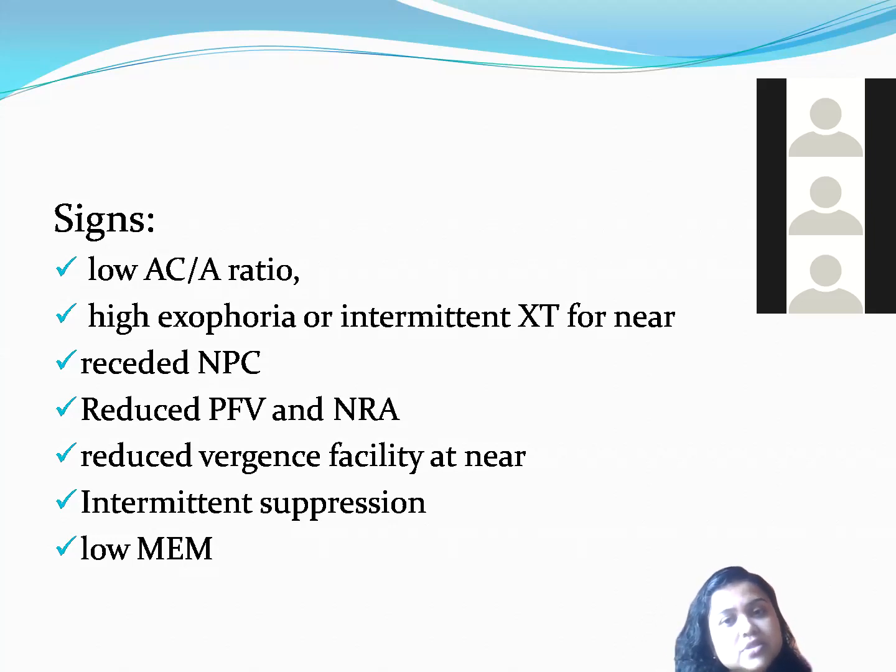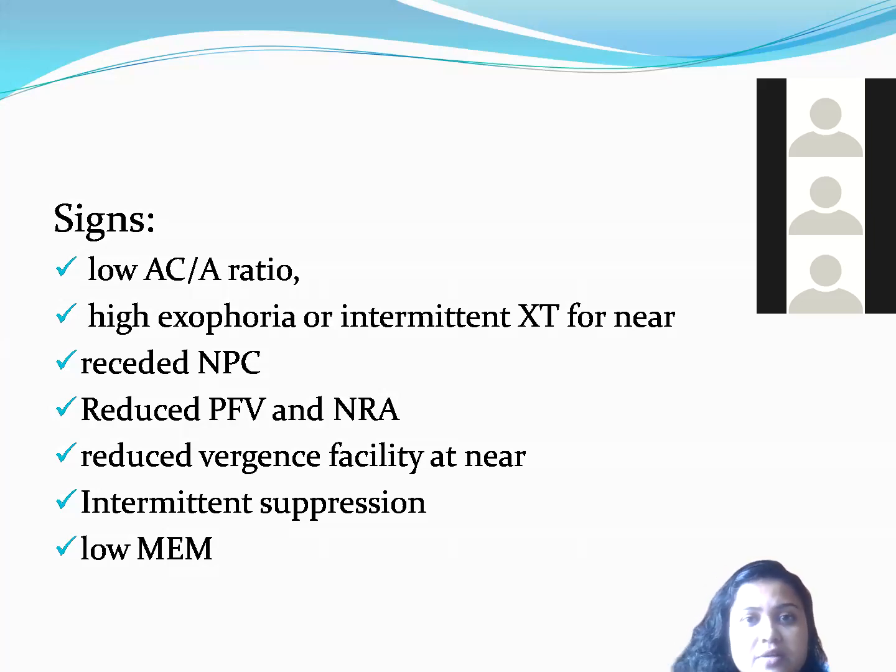So first your positive fusional convergence reserve will work, then it will be a measure of the amount of accommodation that can be relaxed. So in case of convergence insufficiency, you will get a reduced PFV, and also you will find slightly abnormal NRA findings. Okay, there will be reduced convergence facility at near, that will be there in the step convergence test, in the convergence facility test.